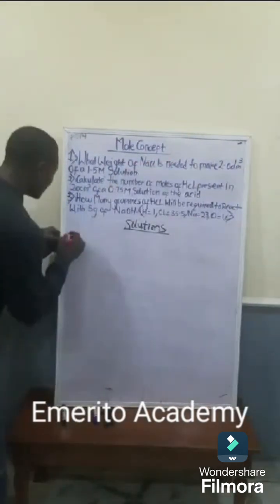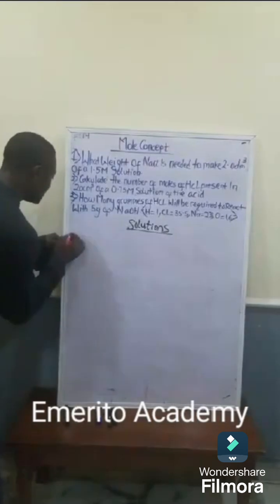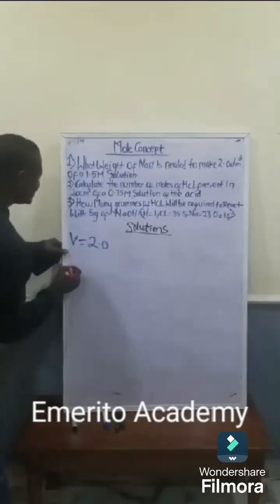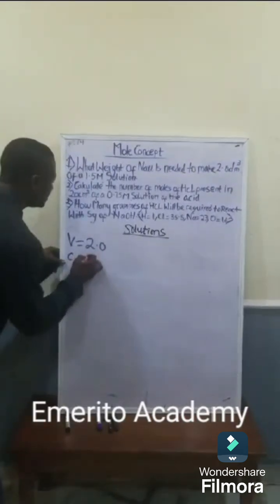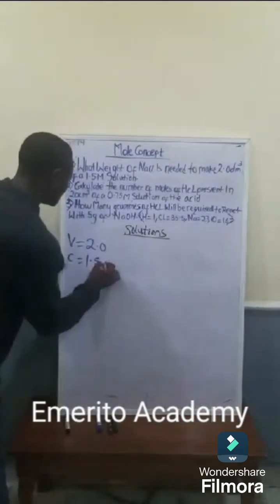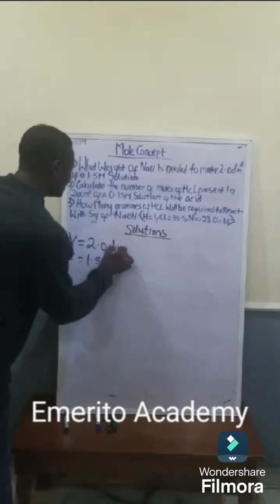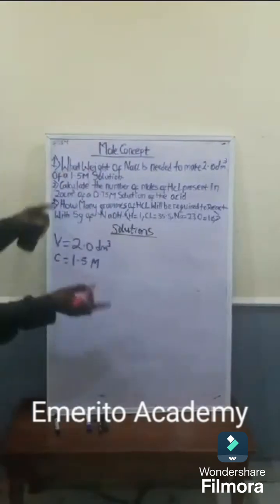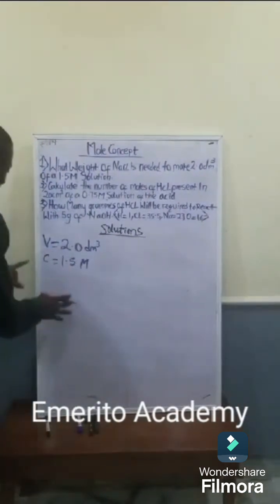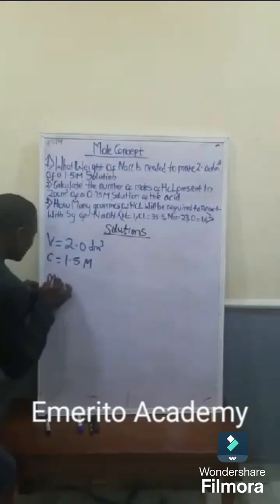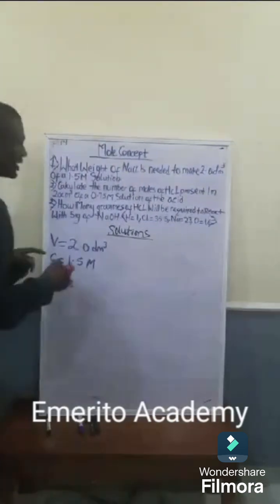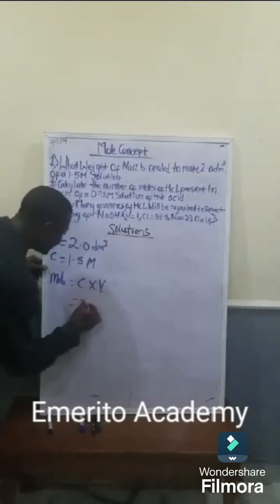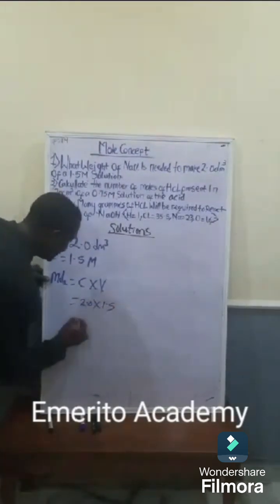What was given? The first one that was given is 2.0 dm cube, so your volume is 2.0. The next thing is your molarity, which is your concentration, 1.5 molarity. And we are asking for the weight. Now, you know weight simply means mass. First of all, you get your mole. When it involves solution, you simply say concentration times volume. So 2.0 times 1.5 gives you 3 mole.